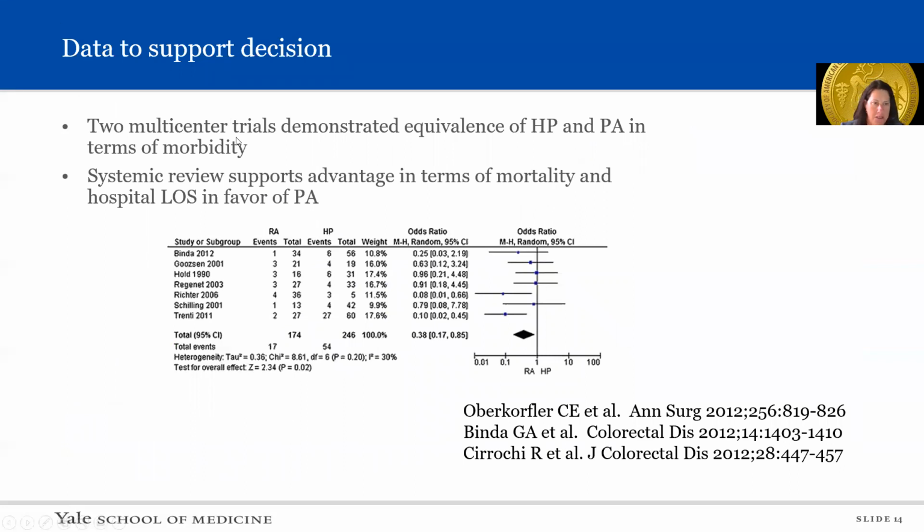And the data to support this decision is a systematic review and 2 multi-center trials that demonstrate equivalence of Hartmann procedure and primary anastomosis in terms of morbidity in the management of the hemodynamically stable patient, as you can see on this graph, with an odds ratio less than 1.